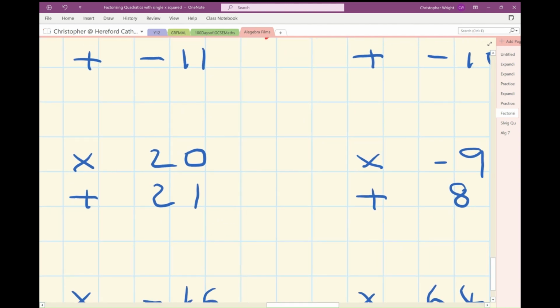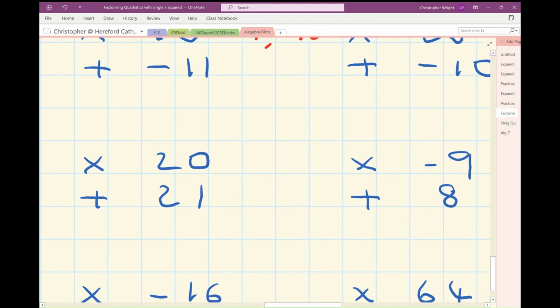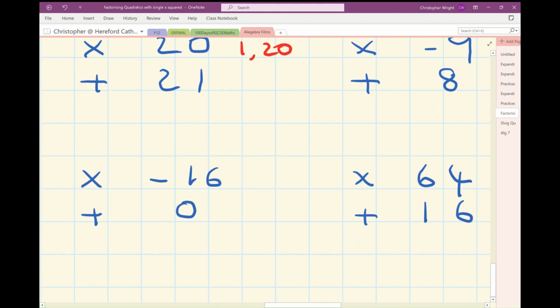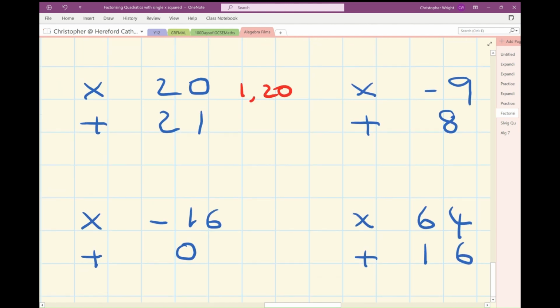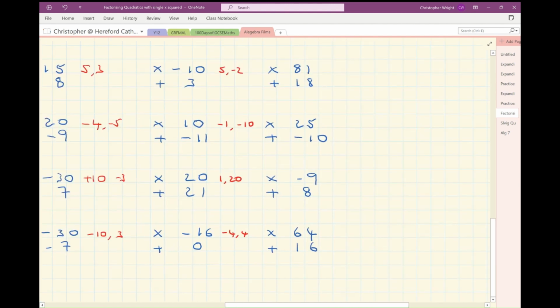Multiply to 20 and add to 21. Well, multiplies to 20, so 2 and 10, 5 and 4. Oh, wait a minute, 1 and 20. Again, easy to forget. Multiply to minus 16 and add to 0. Well, one's got to be positive and one's negative, but they've got to cancel each other out. Minus 4 and 4. Okay.